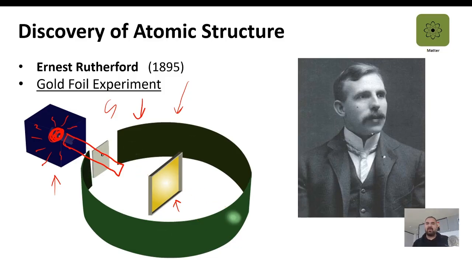But here's what he ended up finding. 80% were going straight through, and then 20% were bouncing off and hitting random parts of the photographic paper. So why is that? Because they all have different structures. What do you mean? Like they're all built different. So he's shooting alpha particles, which are basically helium atoms, and the gold is just gold. So helium is being shot at gold. So why are some of them bouncing off and some of them going straight through?